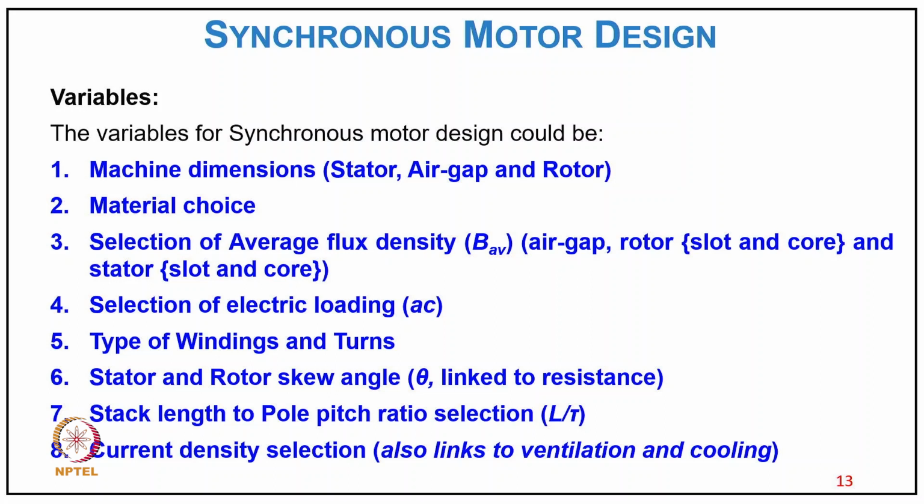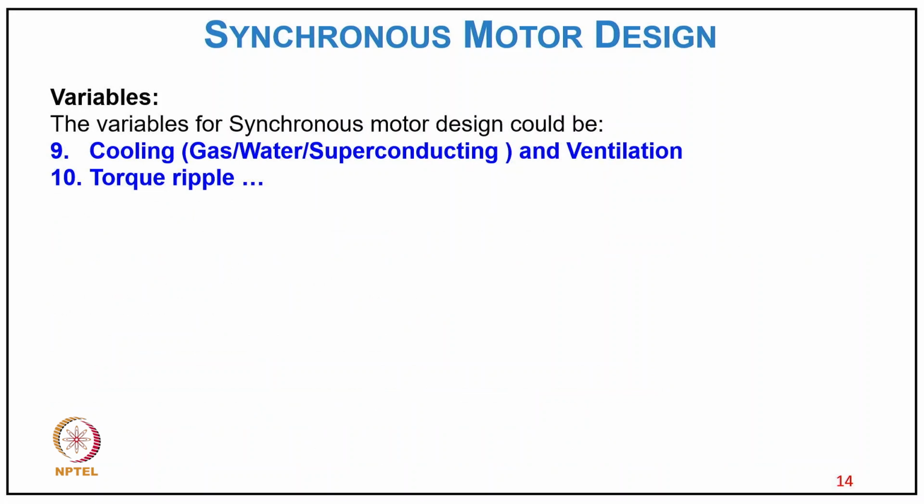The variables for synchronous machine design could be main dimensions like stator, air gap and rotor. Then material choice, selection of average flux density, B average, air gap, rotor slot and core and stator slot core. Then selection of electrical loading, type of winding and turns, stator and rotor skew angle, theta, linked to resistance and stack length, pole pitch ratio selection, L upon tau, current density selection, also linked to ventilation and cooling. Then the type of cooling, type of gas, water, superconductor and ventilation, and then torque ripple and many more.